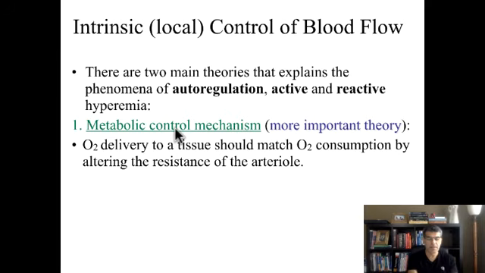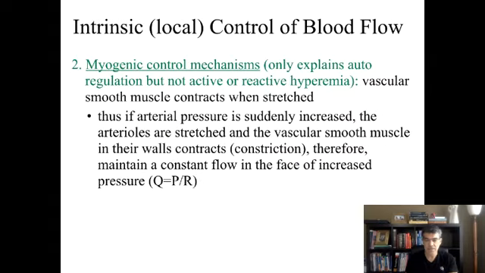We said there are two theories that explain local control. One is metabolic control. That means based on the oxygen consumption and the level of activity, organs release some metabolites, and those metabolites control how much blood that organ can get. Now, the second theory is called myogenic control.